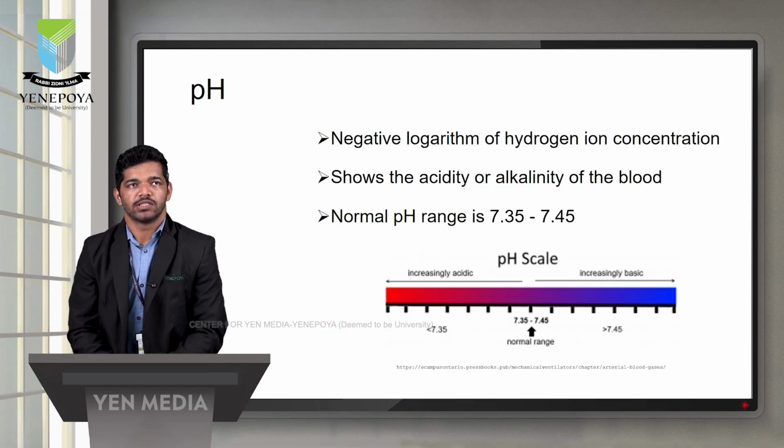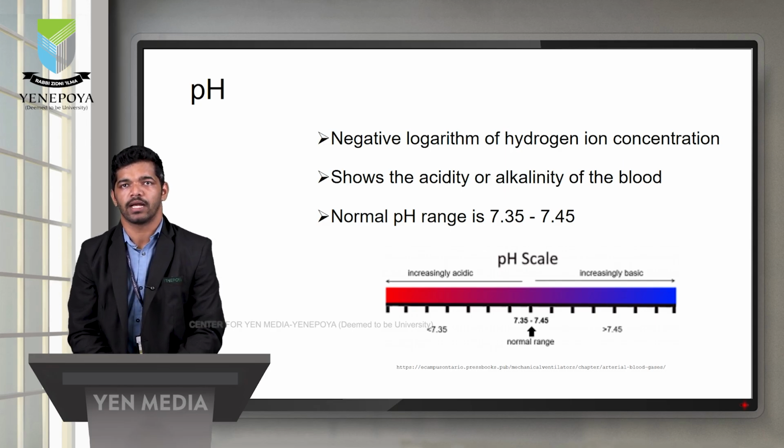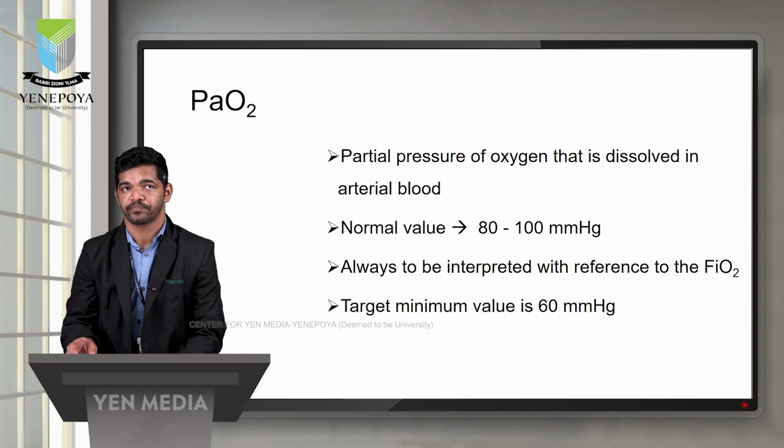So coming to each definition, pH is the negative logarithm of hydrogen ion concentration. So it will show whether the blood is acidic or alkaline, and the normal range of arterial blood pH ranges from 7.35 to 7.45.